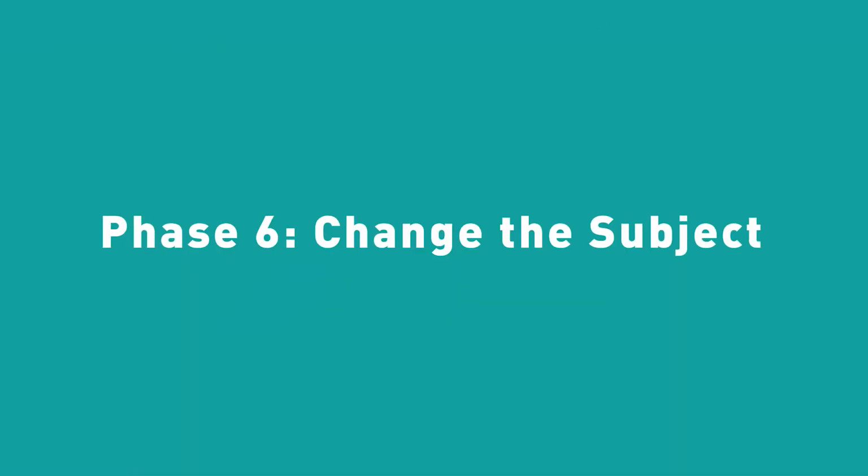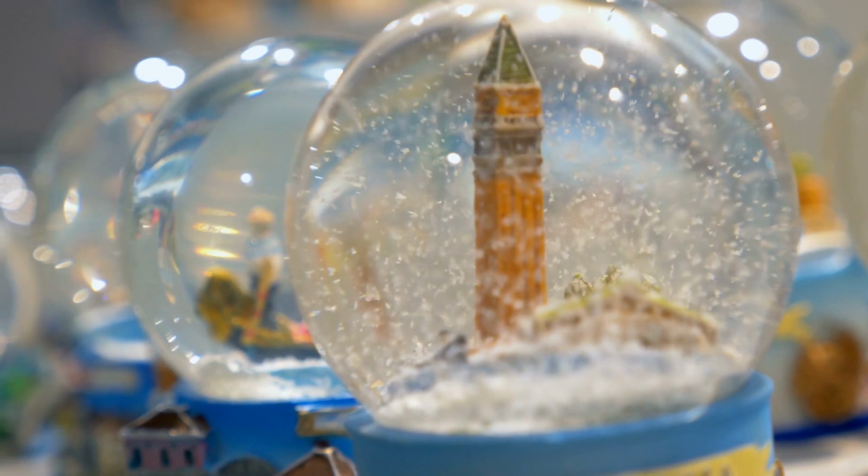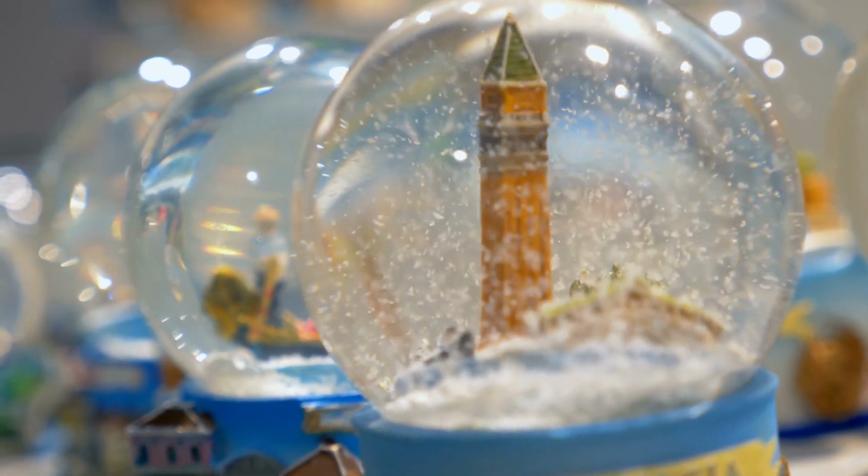Sometimes a conversation can start to fade and you find things are winding down. This is where phase 6 comes in and you change the subject. So when you sense your conversation partner is losing interest in talking about your impressive collection of snow globes, it's probably time to change the topic. Here are some ways you can switch to other topics.